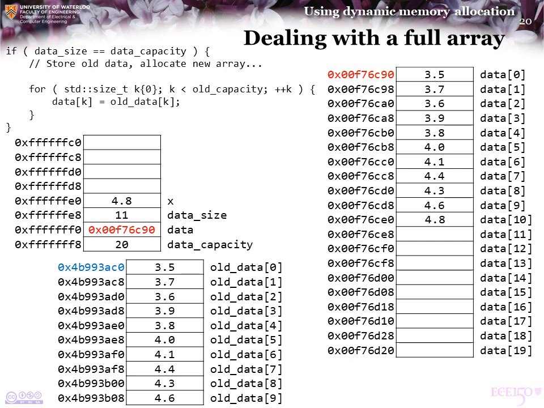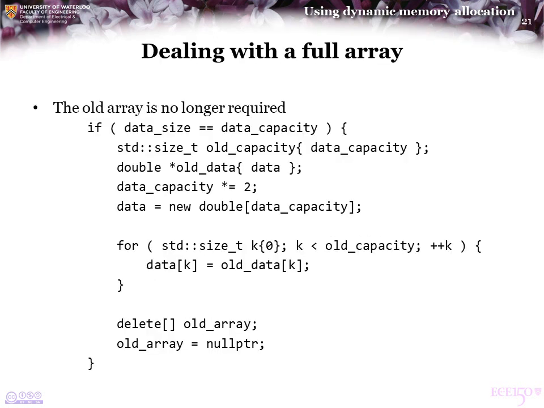So what do we do? Well, the old array is no longer required once the for loop is finished. All the information in the old array has been copied over, so consequently, once the for loop is finished, we no longer need the old array.